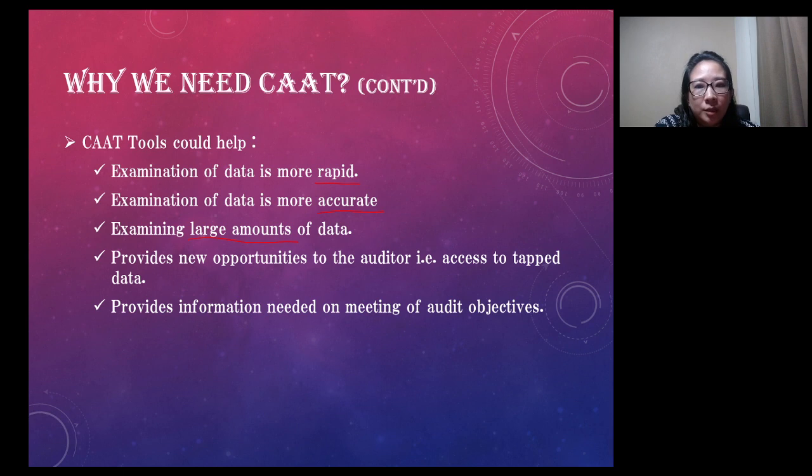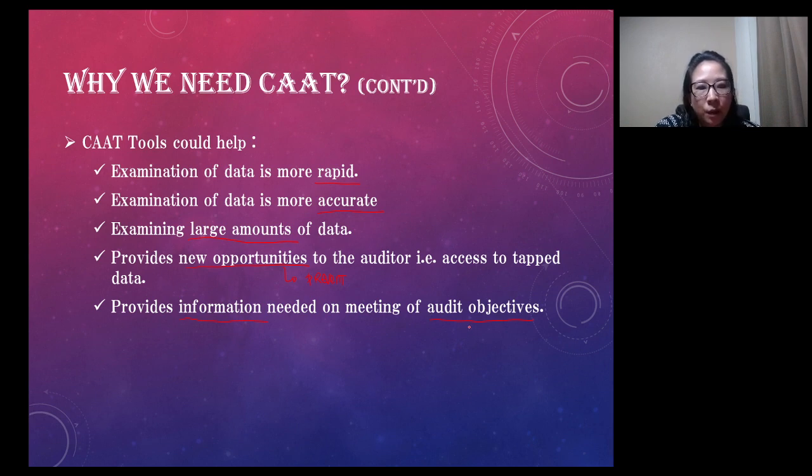And then the CAAT gives a new opportunity, and this is actually related to what I said before, which is doing prevention. We can reveal the hidden transactions, the hidden data, the unusual transactions that maybe are not yet a mistake, but then we can prevent it before the mistake happens. Okay, and then the CAAT tools can also help us to provide the information needed in order to fulfill our audit objective.